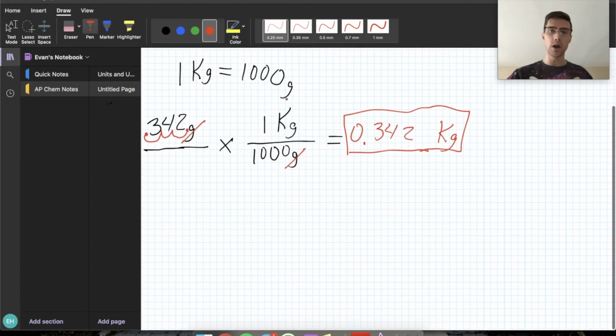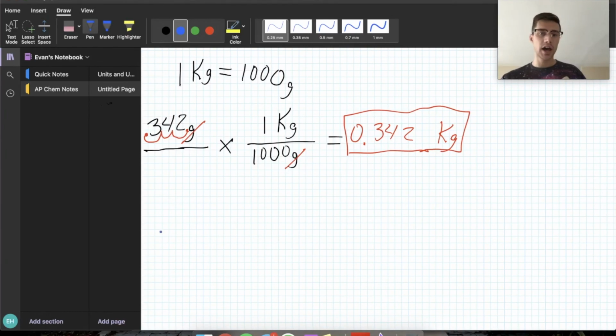Let's go through one more example. If I have some distance that measures 22.4 meters, and I want to know how many centimeters that is, how do we convert from meters to centimeters?